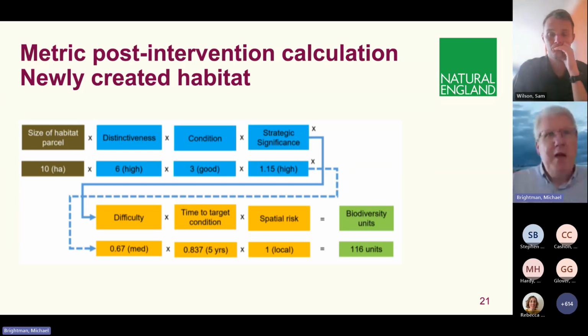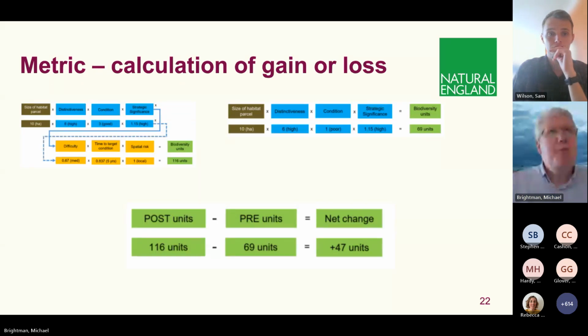Where we see a multiplier that is more than one, that has the effect of adding units as part of the multiplication process. So it increases the units, sorry. Where you have a multiplier that's less than one, that decreases the amount of units, and therefore the difficulty and the time to target condition reduce the amount of units for those habitat types based on the overall risk. We then get the calculation of post-intervention minus the baseline, which gives us our net change in units.